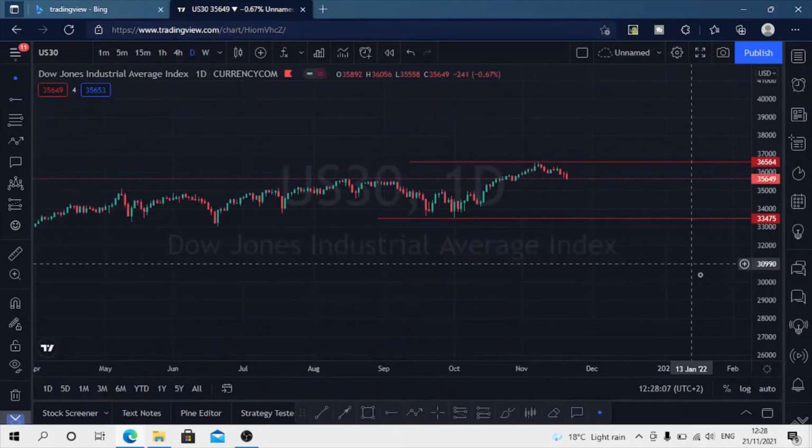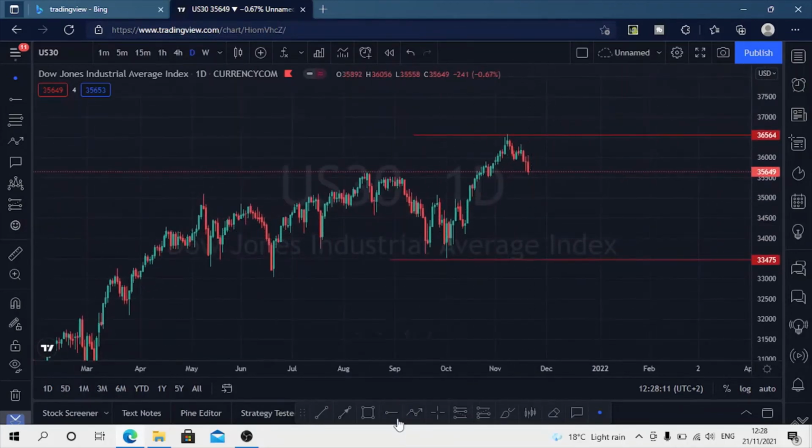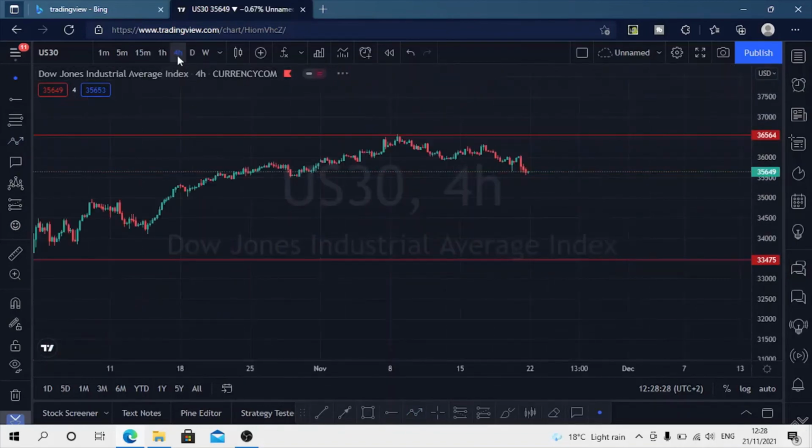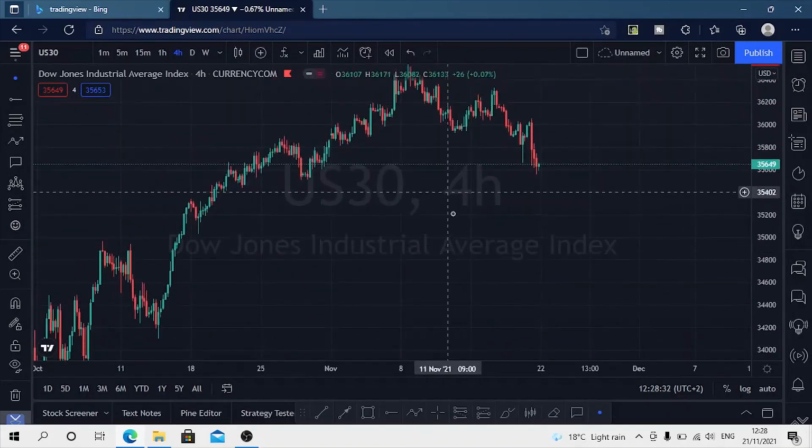So let us zoom in. Then we see something like this. We see an impulse, and then we notice the correction. Now the market moves as impulse, correction, impulse. So we expect another impulse all the way towards the upside. But when are we expecting this impulse? So we're going to shoot towards the downside.